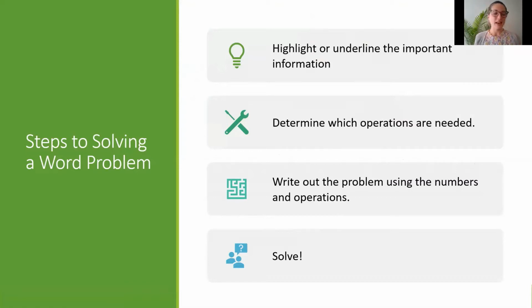So we always start, if you've been around Math Roundtable for a while, with the same 4 steps. That's because when we're working with word problems, which can be a little confusing, we want to make sure that we have these steps really ingrained in our minds.